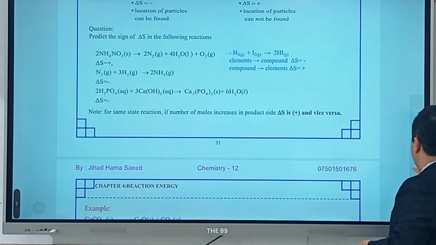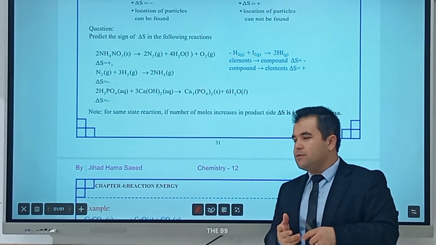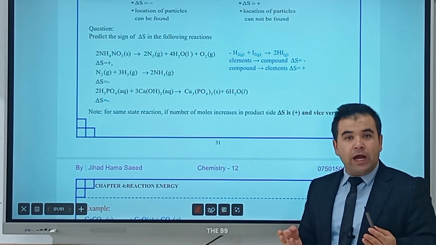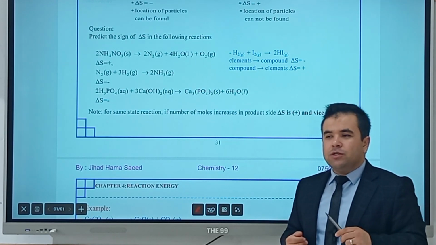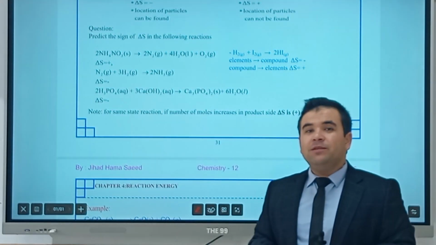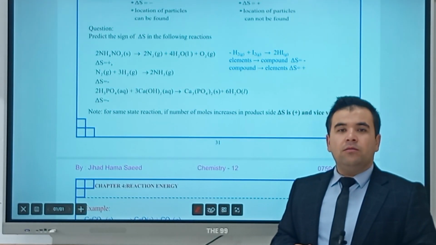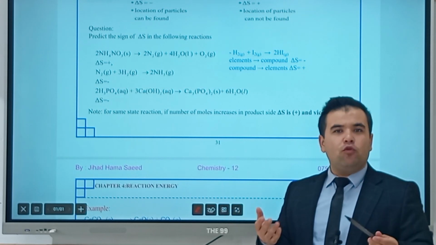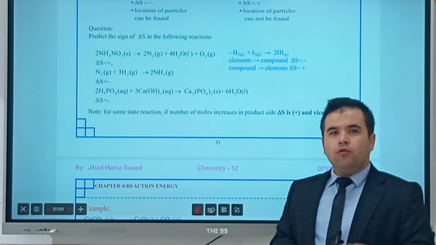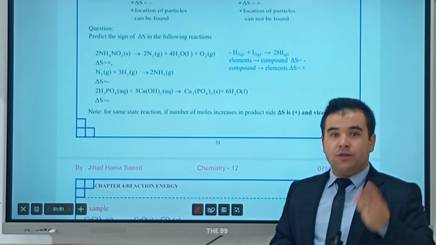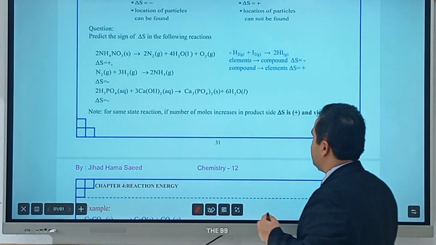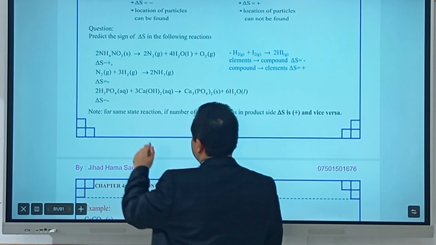There are 3 cases for determining the entropy of a reaction, guys. Usually the reactions in the exam questions will not state whether the entropy is positive or negative. You have to find the sign of the entropy by yourself through 3 stages, or 3 predictions. The first one is by physical state.